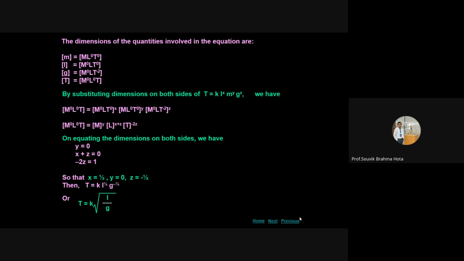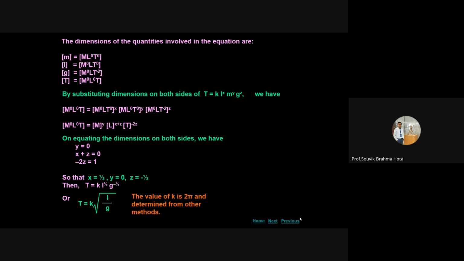For L you give A, then for G you give B, and for M you give C. Then you write the individual dimensions for L, M, and G, and do the power thing, equating the right-hand side and the left-hand side. You do that calculation, and you will get the relation for them.